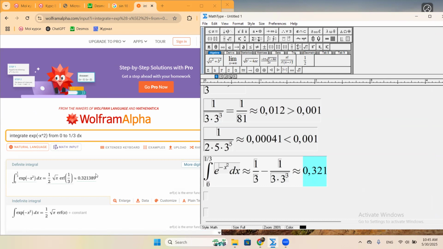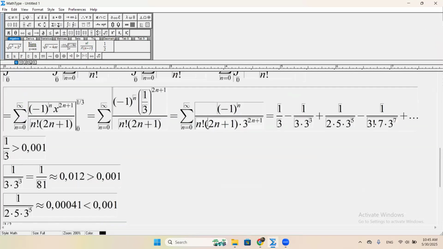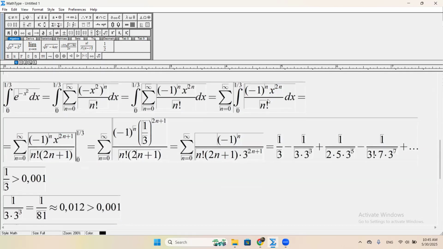Any questions about this exercise? Could you explain how 2n plus 1 in the denominator appears in the second row? Yes. So here we have x in power of 2n. So we integrate it and we receive here x in power of 2n plus 1. Okay, thank you. Yeah, so it's just a table integral. More questions? No questions.